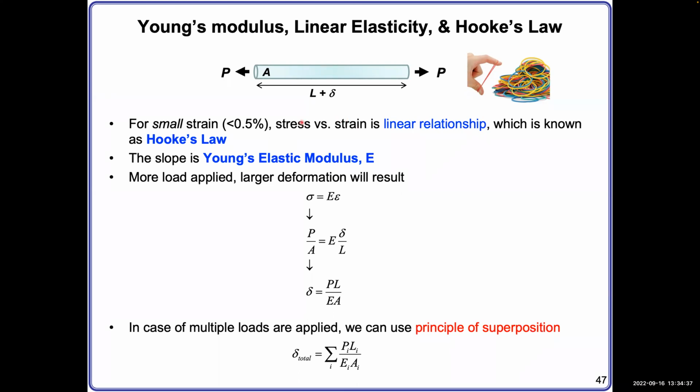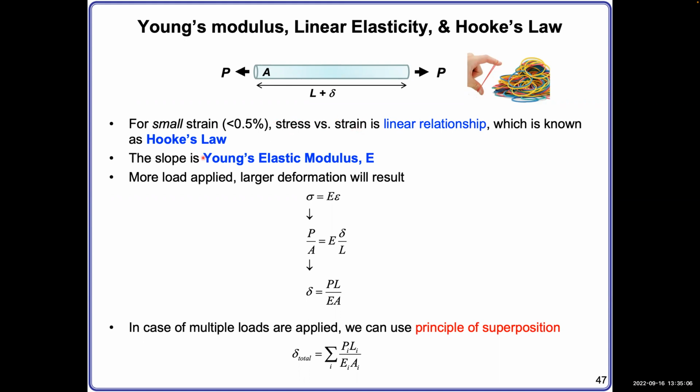Higher strain, higher stress. This relationship is known as Hooke's law. It's similar to F equals Kx. F equals Kx, Hooke's law. But previously, F is force and X is displacement, the deformation. Here, stress is equivalent to the force, and strain is equivalent to the deformation.